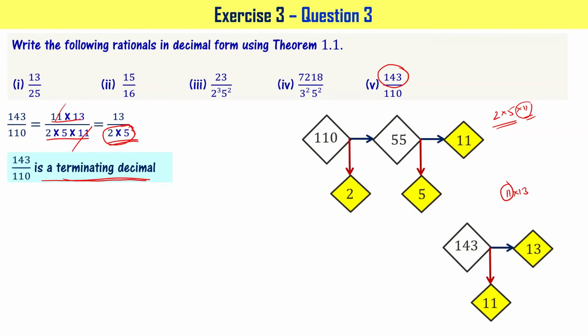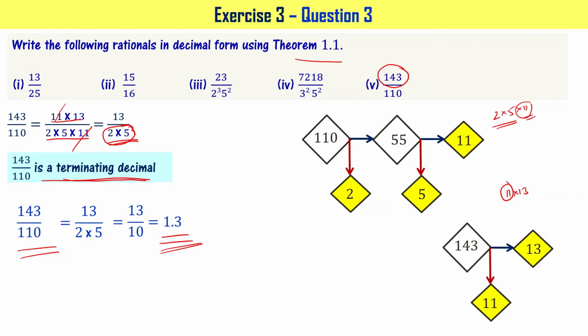Since it is a terminating decimal, we can write it in the decimal form easily. That is 143 divided by 110 is equal to 13 divided by 2 times 5, that is equal to 13 by 10, and that is equal to 1.3. So to answer the question, 143 divided by 110 is 1.3. Without actually doing the real division, we could get this answer with the help of theorem 1.1, right?